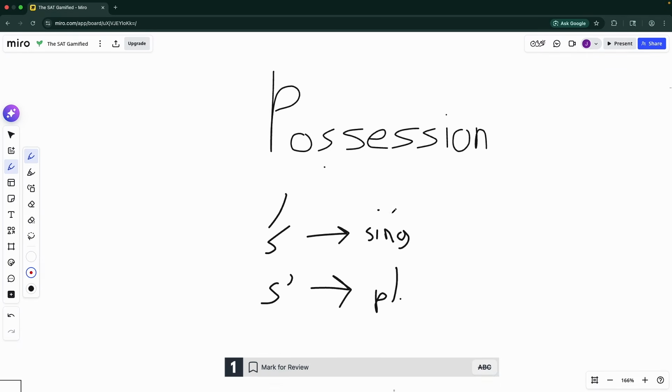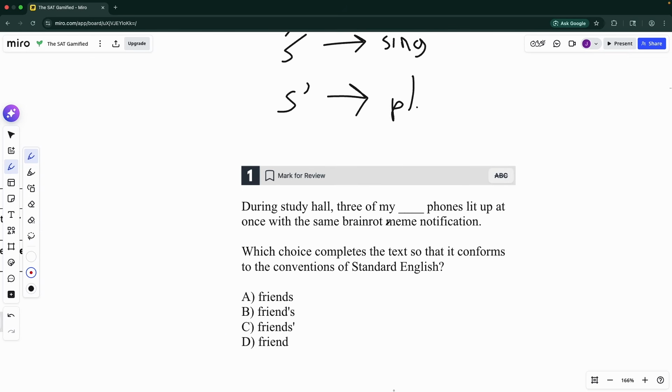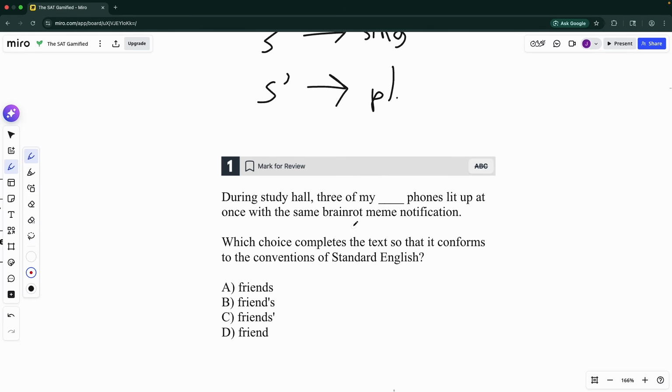Finally, possession. What this refers to is when something or someone owns something. If it's apostrophe S, it must be singular. If it's S apostrophe, it must be plural. During study hall, 3 of my blank phones lit up at the same time with the same brain rot meme notification. So if there's 3 phones, it has to be plural, so we go C for the answer.